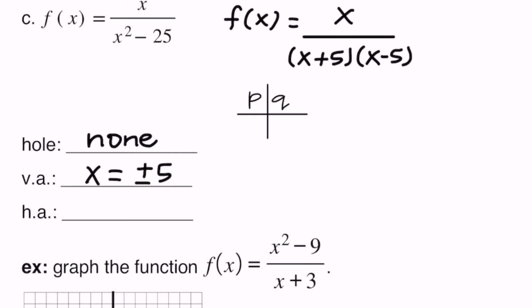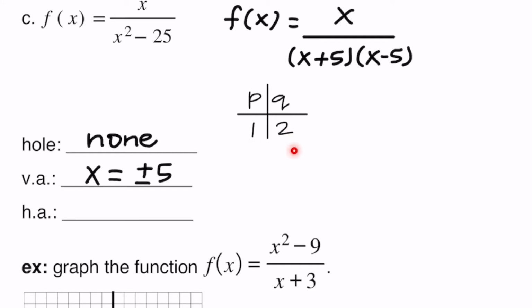For the horizontal asymptotes, we're going to identify P and Q. P is the degree of the numerator, so you just look at the highest exponent, which is just 1. Q is the degree of the denominator, so I'm going to look over here, and the highest exponent is 2. So that means Q is 2.